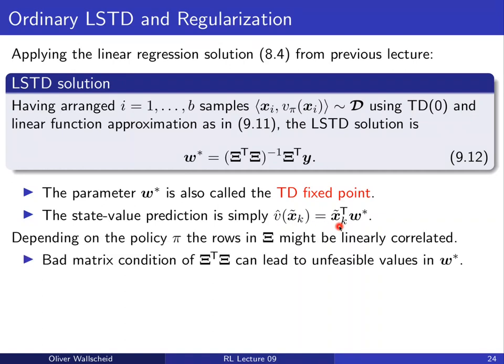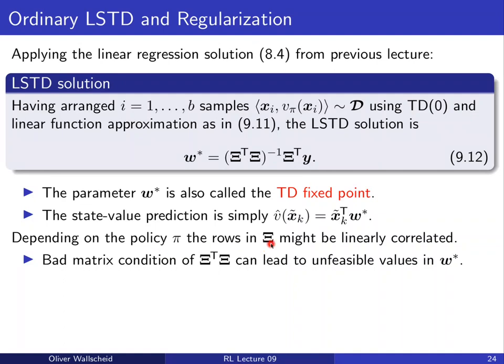However, of course, there's also a possible drawback. As we are doing prediction here, we don't have it in our own hands how the policy pi is giving us feedbacks from the environment. So the regressor matrix Xi here might be highly linearly correlated. So the different rows of Xi might be highly linearly correlated depending on pi. So pi could be anything. We just could stay in the same spot of the state space all over again.